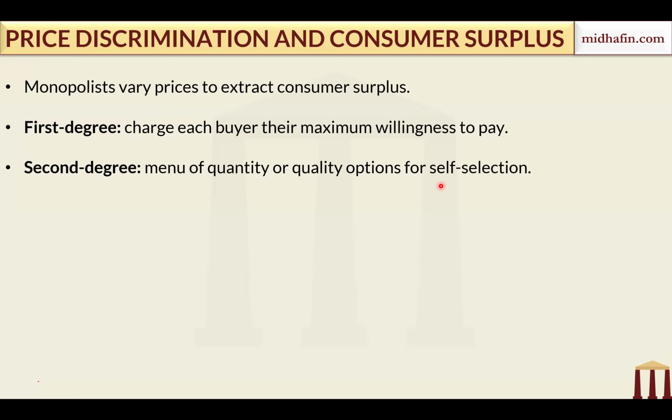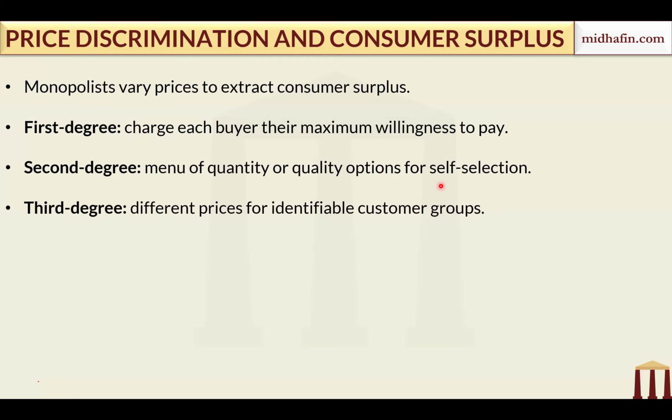This self selection is quite common nowadays, especially in the digital space and even in the retail space. Then you have third degree price discrimination. It separates consumers into different groups with different sensitivities to prices. There is a very common example nowadays, which you can check.